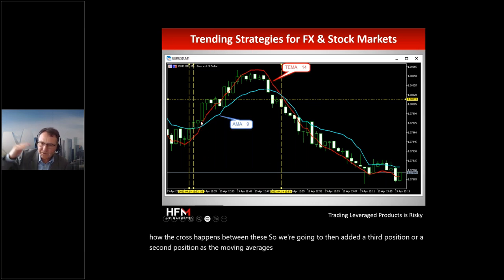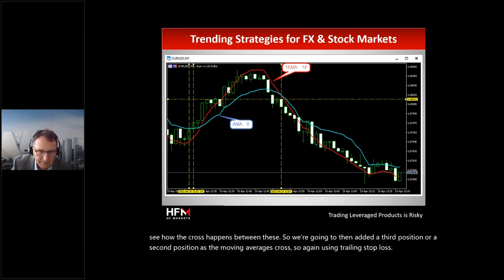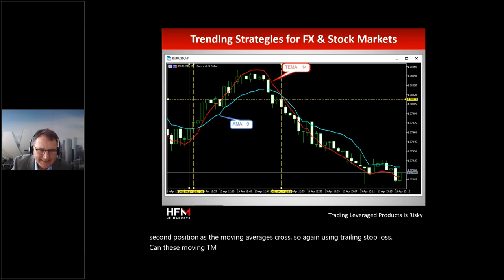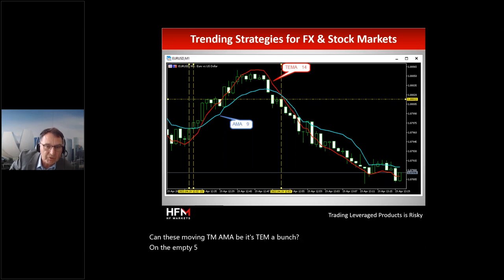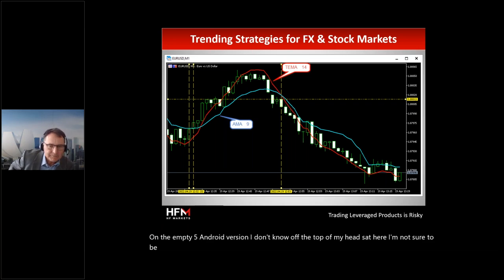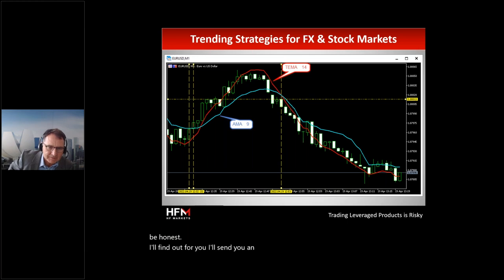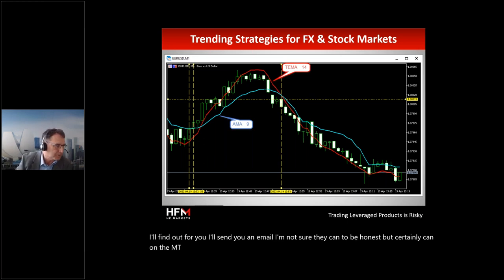So again, using a trailing stop loss. Can these moving averages, TMA, AMA, it's TEMA, be used on the MT5 Android version? I don't know off the top of my head. I'm not sure, to be honest. I'll find out for you and I'll send you an email. I'm not sure they can, but they certainly can on the MT5 desktop, as you see here.